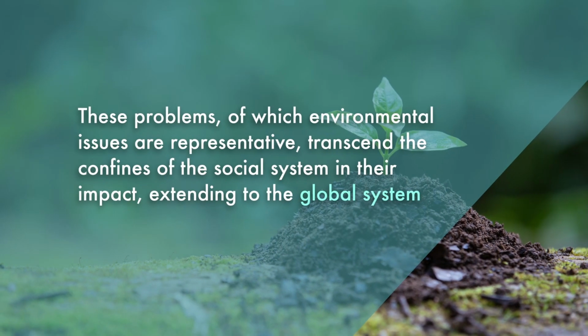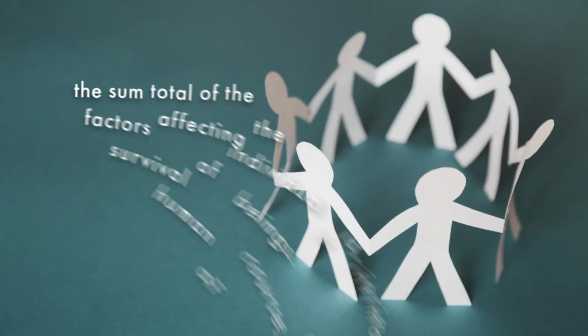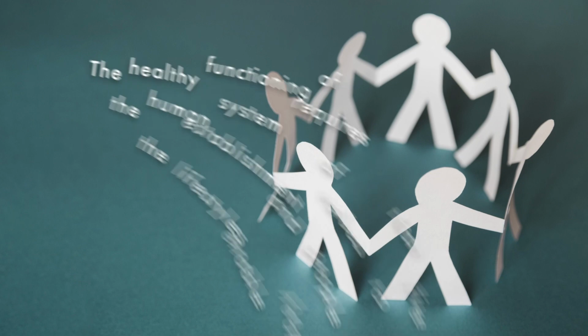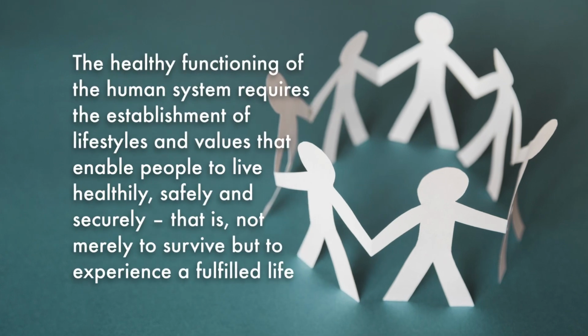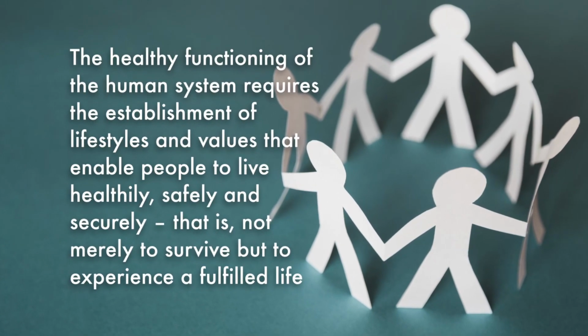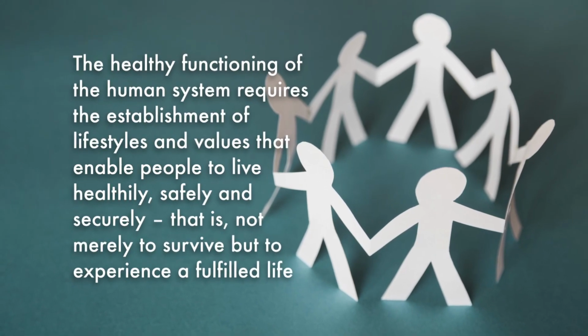Then the third system, that is the human system. It is the sum total of the factors affecting the survival of individual human beings. Of course, it is intimately connected to the social system. The healthy functioning of the human system requires the establishment of lifestyles and values that will enable people to live healthily, safely, and securely. That is, not merely survive, but to experience a fulfilled life.